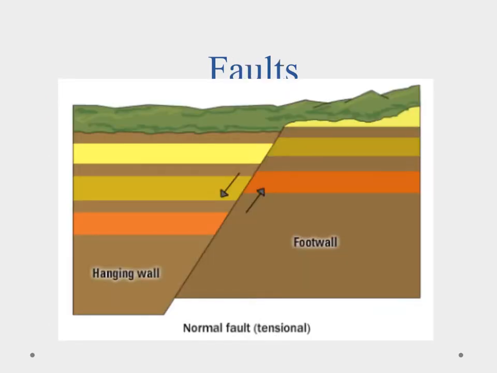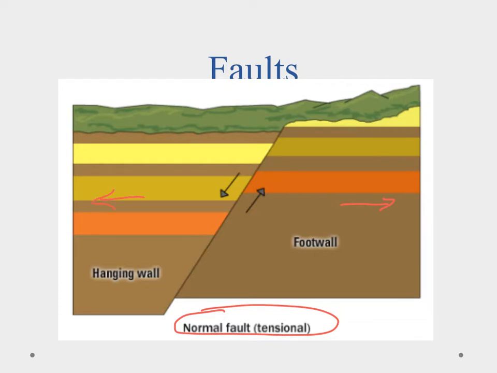Okay, so when we apply these forces to these rock layers and to these plates, occasionally they break. And when they break, we call that a fault. There's several different kinds of faults, and we're going to go through those real quickly. The first one is what we call a normal fault, and it's caused by tensional forces. If you can recall, tensional forces are going to kind of stretch this apart.